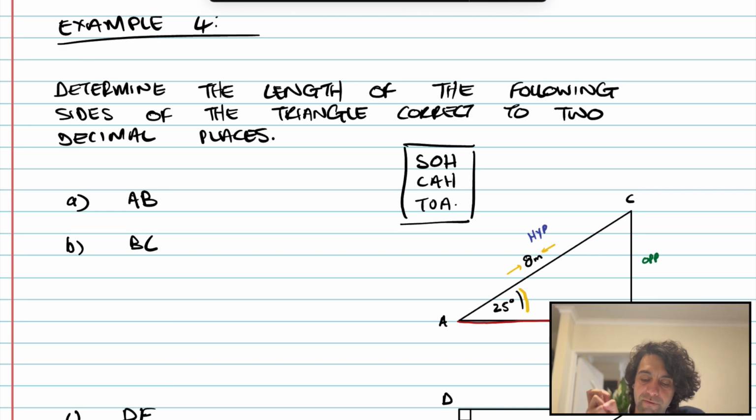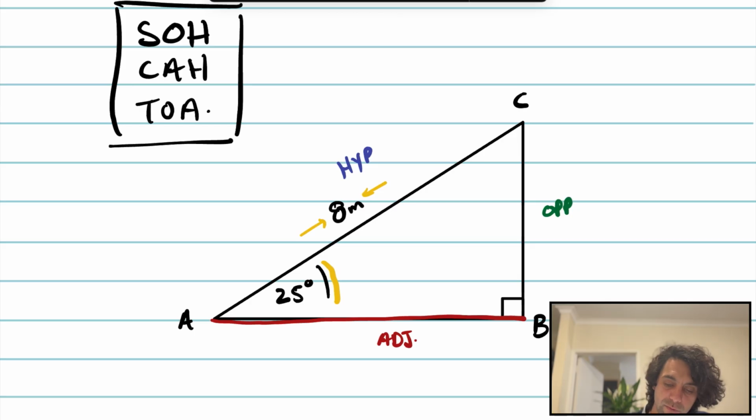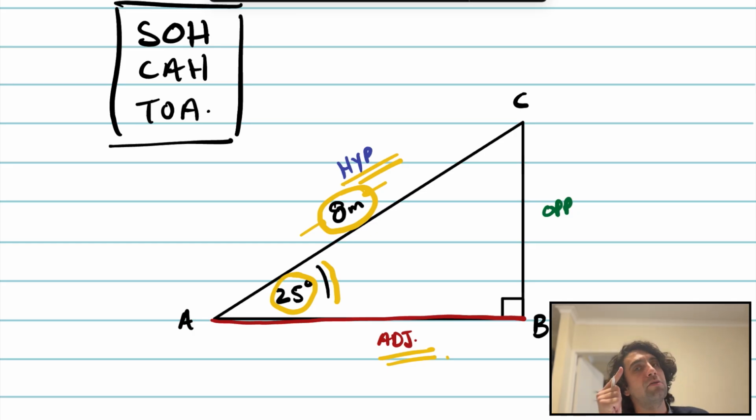Now they want the length of AB. Let's think about what information we have. I've already highlighted it in yellow over here for you. We've got the 8 meters, the hypotenuse, and we've got 25 degrees. That means I can use the 8 meters as my hypotenuse, and use my 25 degrees to find AB. AB is my adjacent side. So I've got my angle, my hypotenuse, and my unknown variable. The side I'm looking for is my adjacent side.